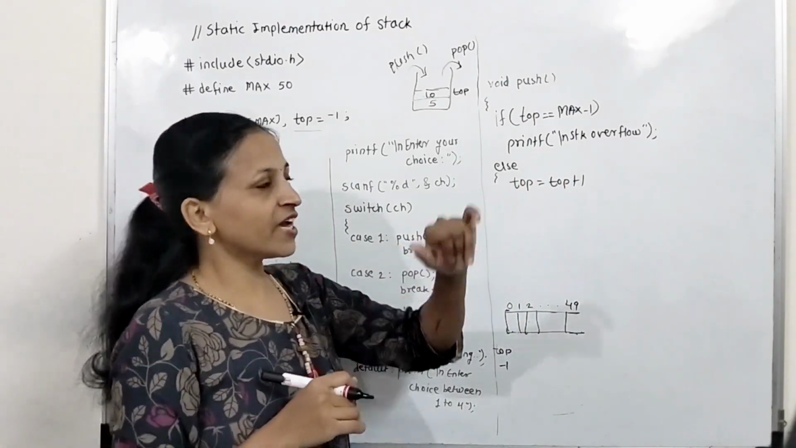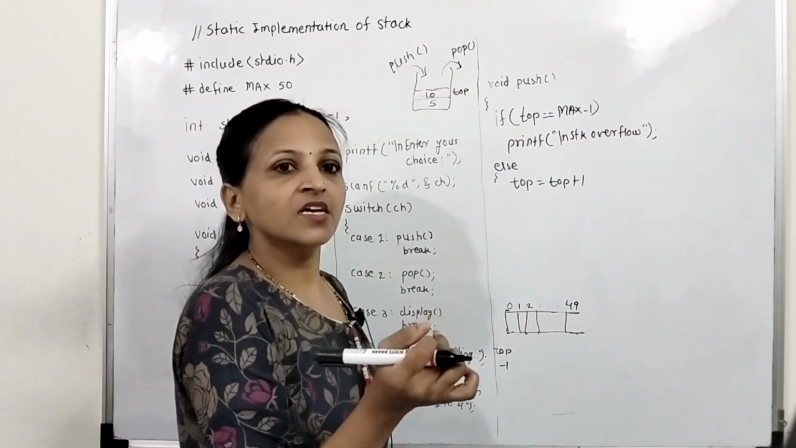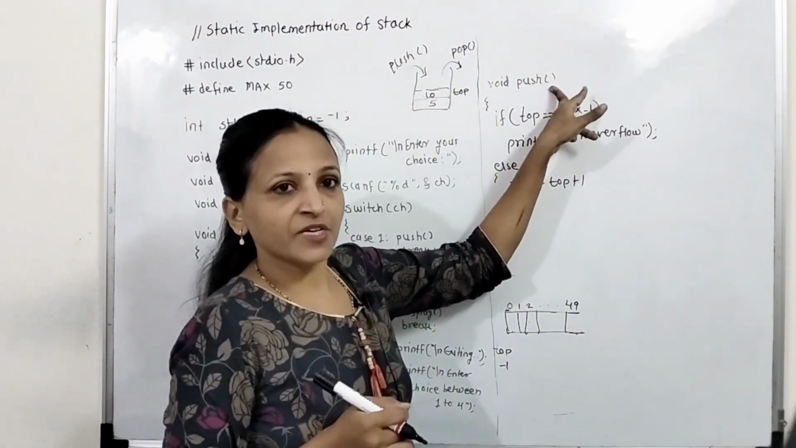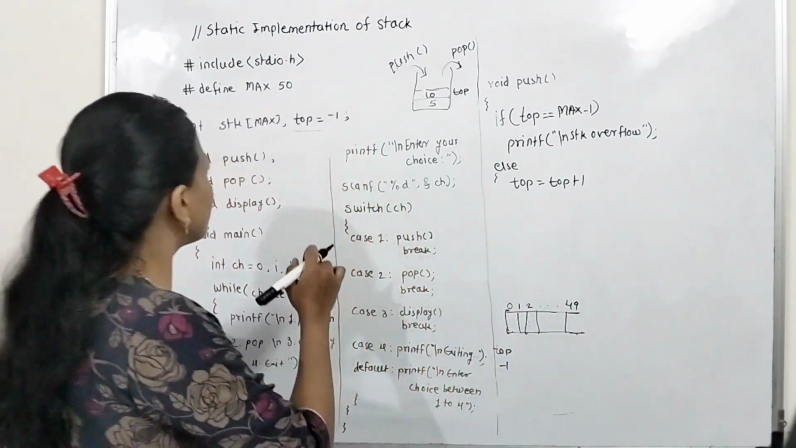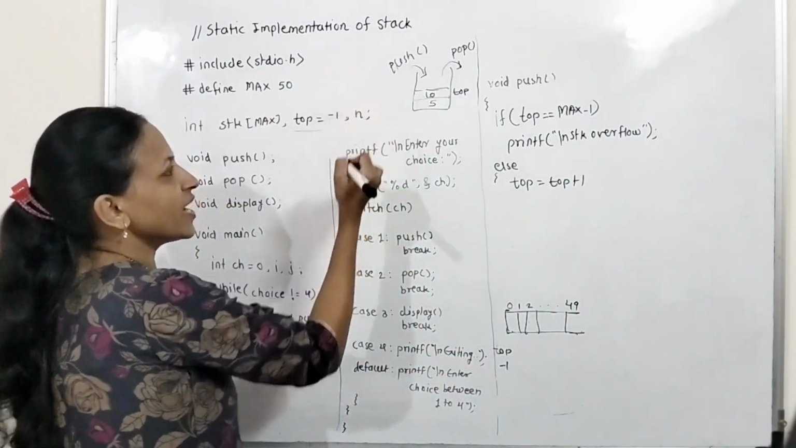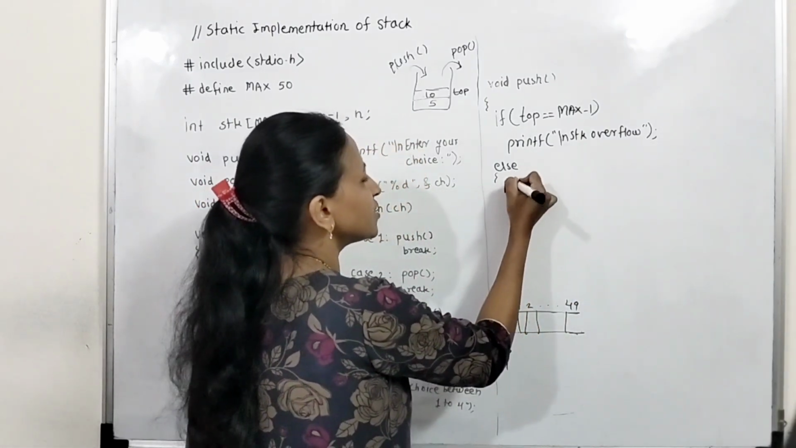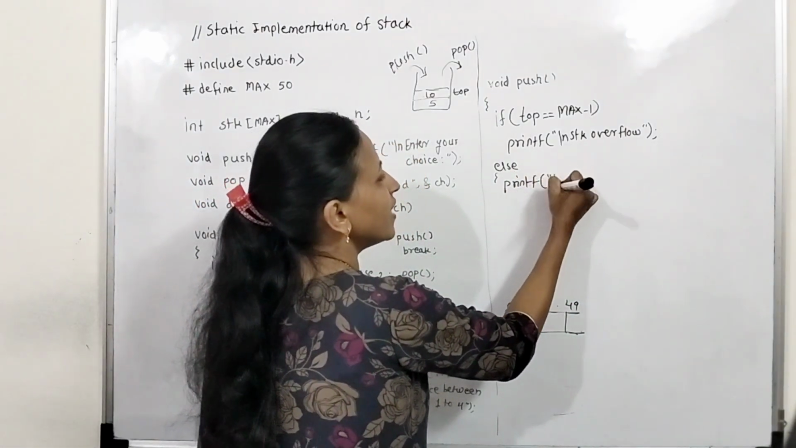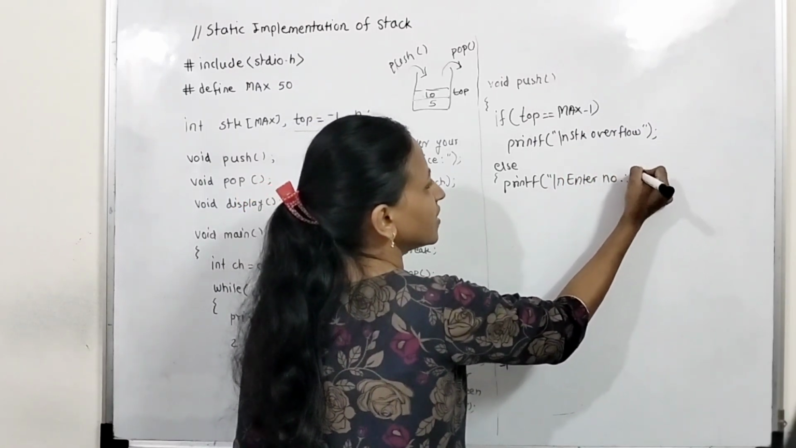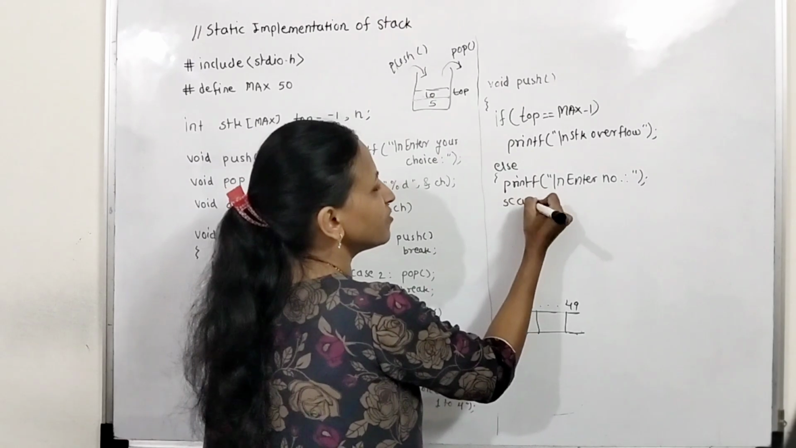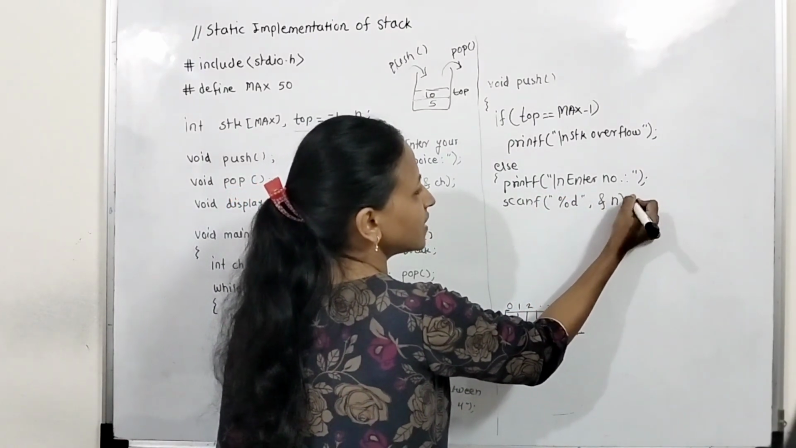But see, before that we have to accept the element from the user. Here we have not passed an argument to that push function. You can pass an argument or you can accept it here also. Okay, see, we will declare one more variable here, n, to accept that value from the user. See, first we will give a message to the user like printf enter number, okay, in this way, and then scanf that number, like scanf %d comma ampersand n.